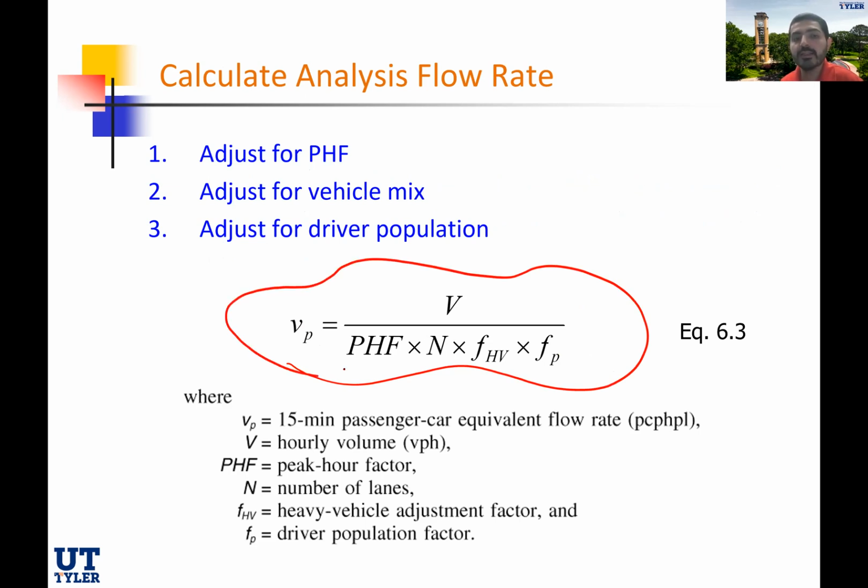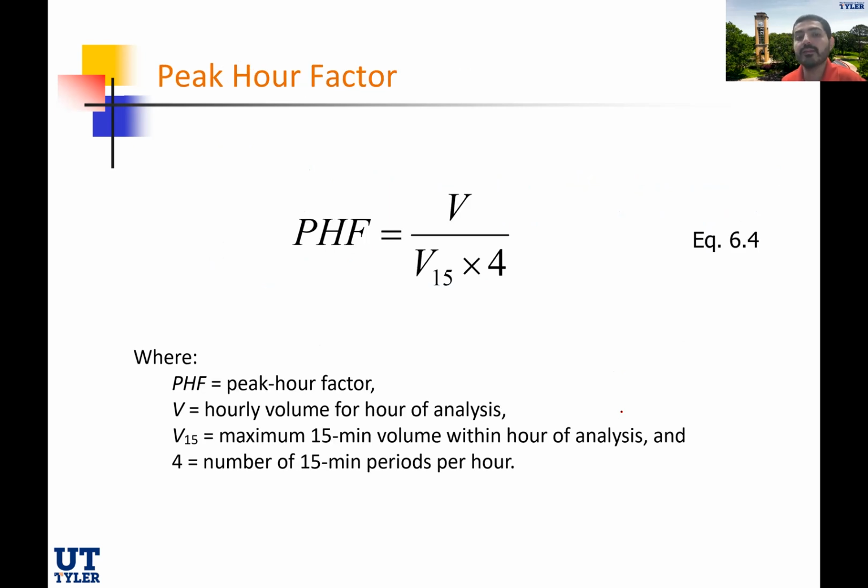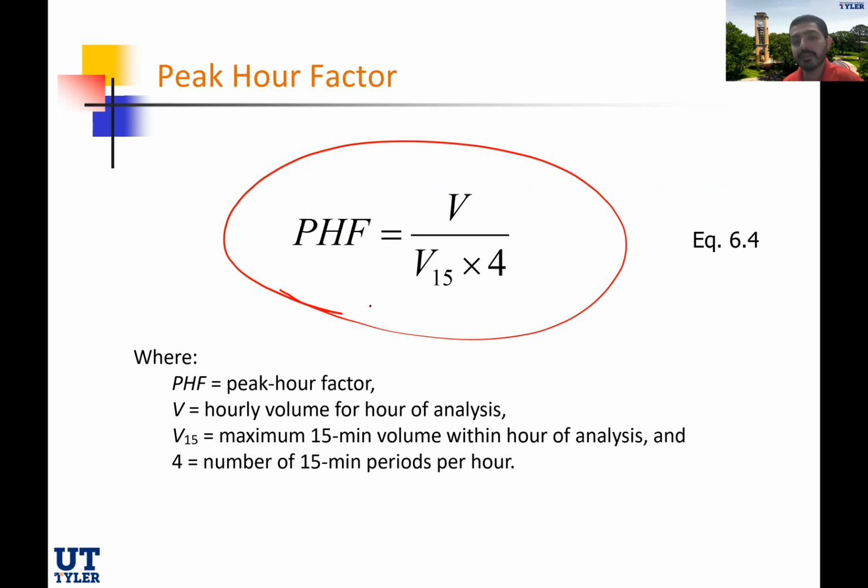So VP is how we get the analysis flow rate. Or to be more accurate, this is the 15-minute passenger car equivalent flow rate. But the peak hour factor is a very conceptual equation, and I'm expecting you to remember it. We explained it, it's simple. This is again the total volume over the worst 15-minute flow times 4. This is how you get the peak hour factor.